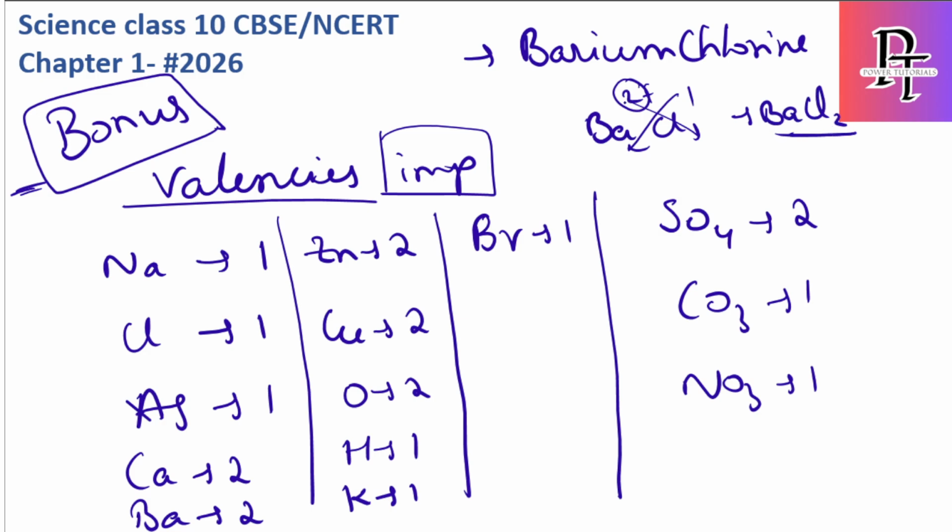Got it? So just the valences will be interchanged to the below forms to get the respective symbol for the compound. Got it? So this way the valences are important. You have to remember all the valences to get this compound form.